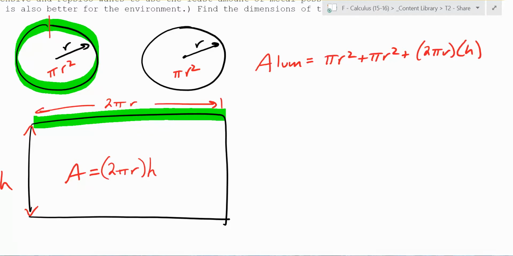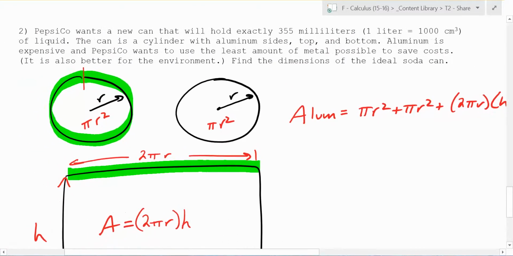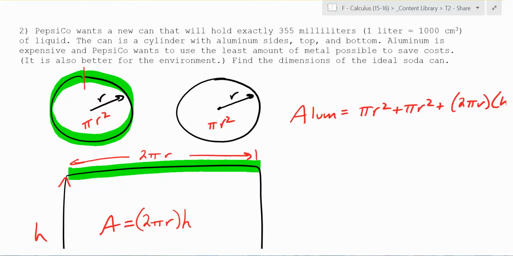What's the challenge, though? How many variables do we have right here? 2. We don't like having 2. We want to eliminate one. There's one piece of information, Lizzie, that we haven't used yet. What's the one piece of information we haven't used? Look in the first line. Yeah, it's 355 milliliters.